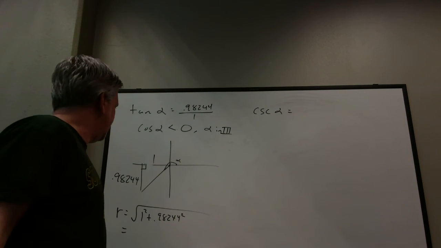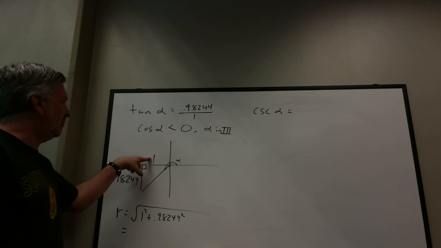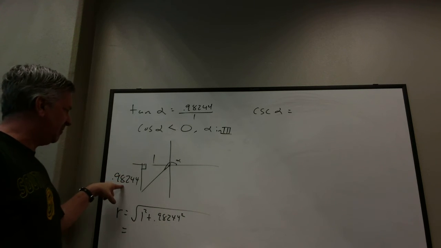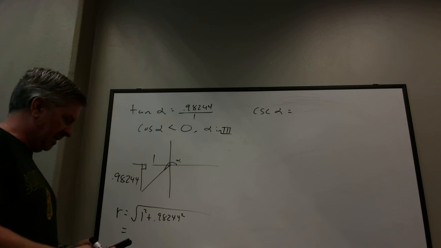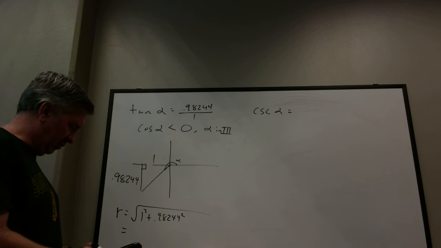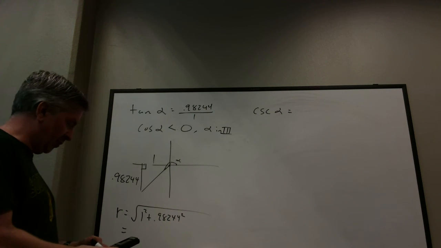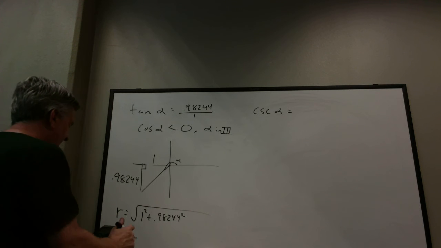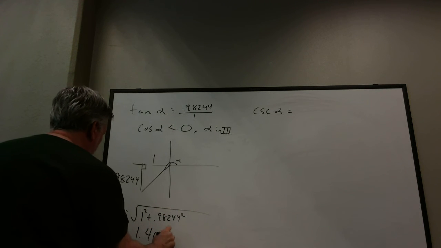Now, before I punch it in, you know that this number is going to be bigger than 1. It's bigger than both of these numbers, right? So if you don't get an answer bigger than 1, you know you've made a mistake. And so if I do 1 squared, that's 1. 1 plus 0.98244 squared is about 1.965, but I have to take the square root of that. I get about 1 point, I'll go to 5 places because that's what they have. 40185.